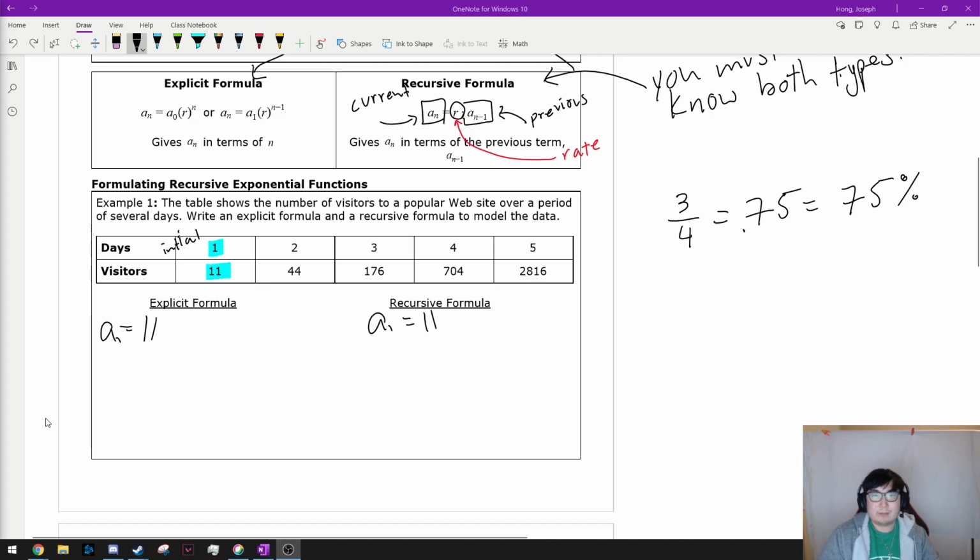More peaceful. Okay, so I'm going to do the recursive formula first because it's a very easy equation that we can do, where we have to find the rate. Well, we don't know what the rate is, but I know that from 1 to 2, how did I get 11 to become 44? What did I multiply, add, divide, subtract to become 44? So let me put an Edpuzzle question here.